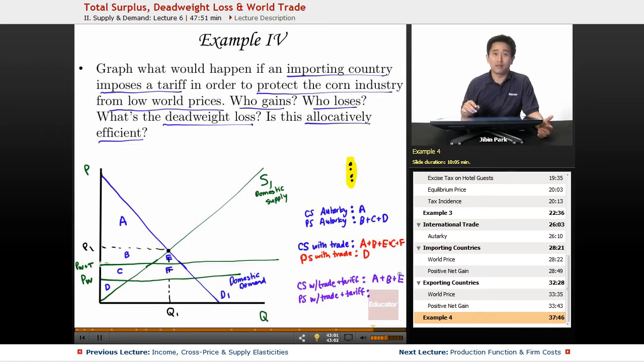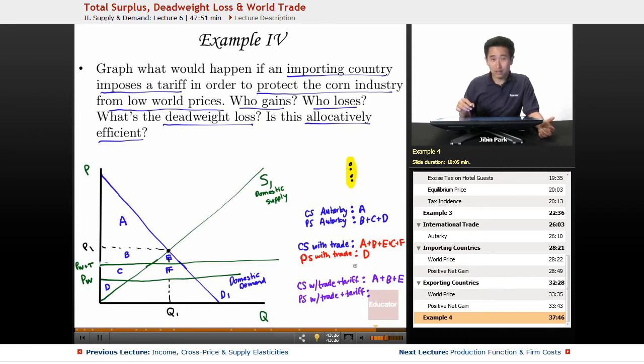Now keep in mind, between having no trade at all versus having trade with the tariff, having the trade with the tariff is actually going to be better. But what's better than that in terms of total surplus argument? Don't have the tariff at all. But at least you gain that B and E area here, but you do lose on the C and F area. Now, what is the producer surplus with trade?